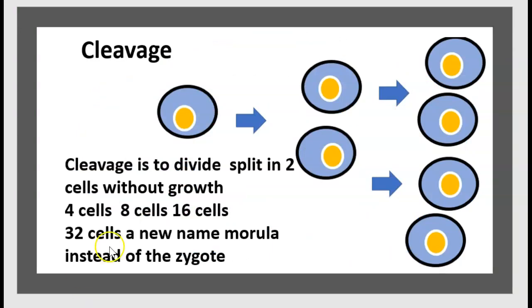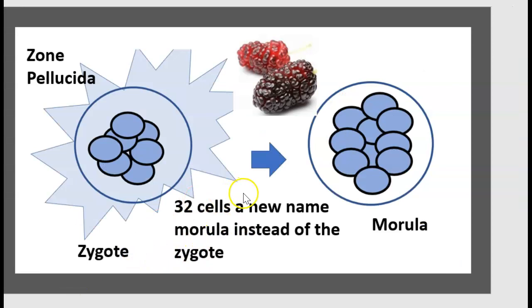Cleavage. Cleavage is to divide, to split into 2 cells without growth. It gives 4 cells, 8 cells, and 16 cells. At 32 cells, a new name is given: morula instead of zygote. There is no zona pellucida anymore.